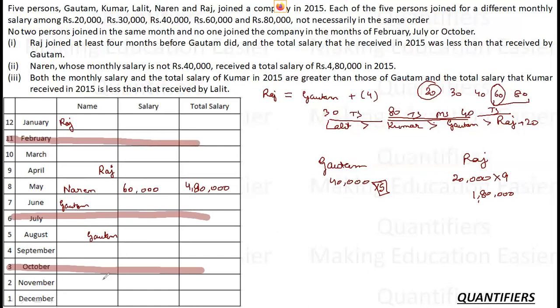This is another possibility, right? Okay, so these are the two possibilities as of now. Can Raj work for less than 9 months and still maintain the gap? Raj cannot work for 8 months because Nalin is working for 8 months.